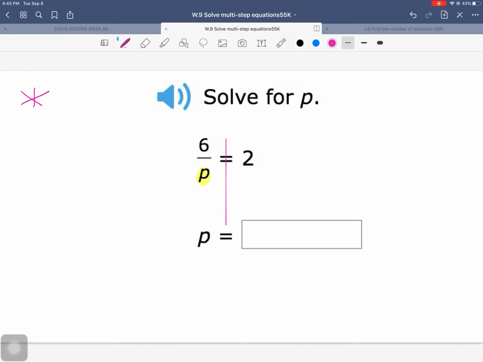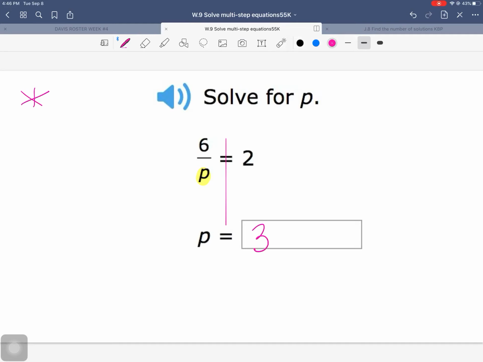The first way is, if you look at it, it's saying 6 divided by a number, 6 divided by p is equal to 2. Now most of you in your heads can say, okay, what can I divide 6 by to get 2? And the answer would be 3.